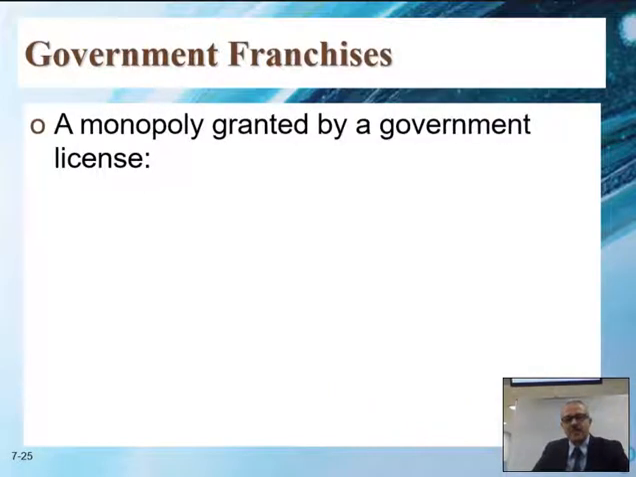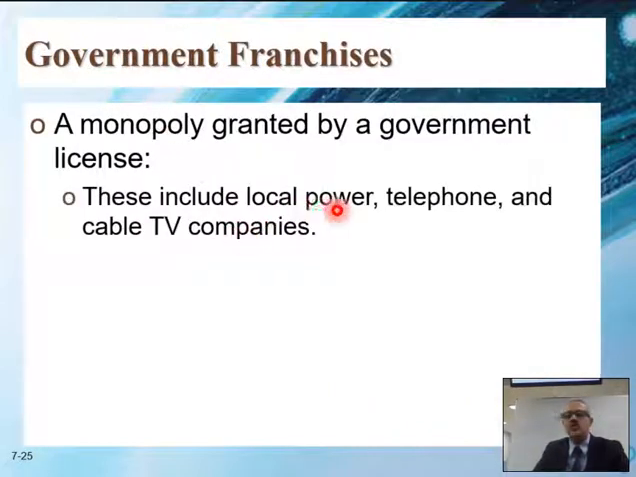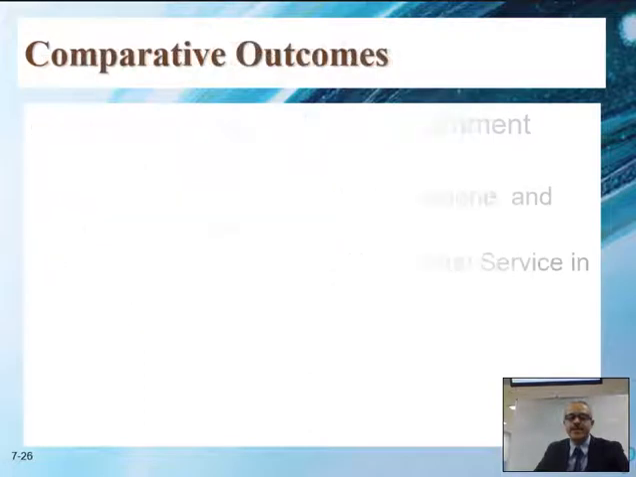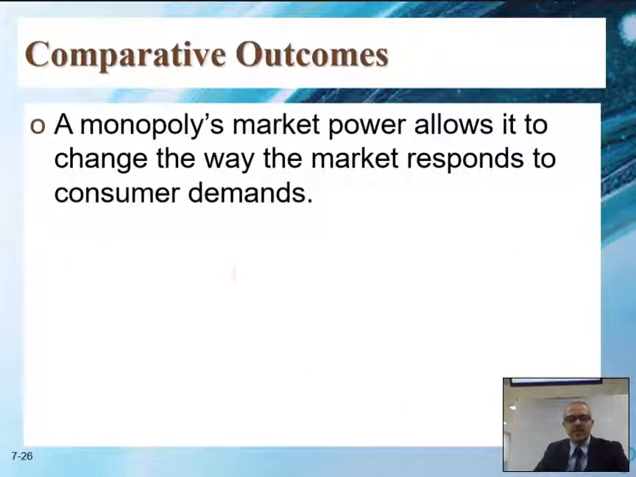Government franchise monopoly is granted by a government license. They licensed local power. We talked about power. Telephone, cable TV. Another example: the U.S. Postal Office, first class mail. Now, comparative outcomes of monopoly: market power allows it to change the way the market responds to consumer demands. How the market responds to consumer demands is fully controlled by this monopoly.